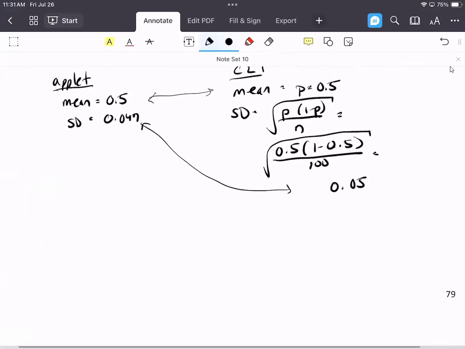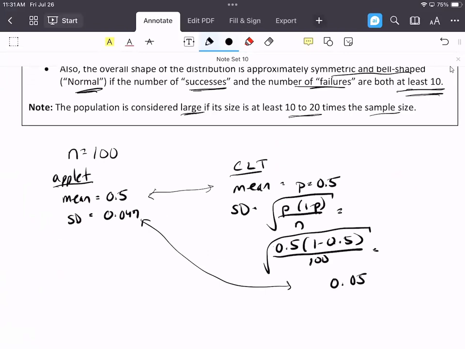So, can we use that central limit theorem? We're going to see an example of how it works in just a moment.